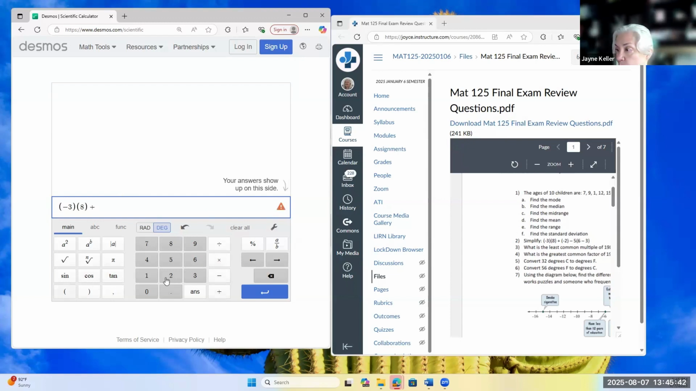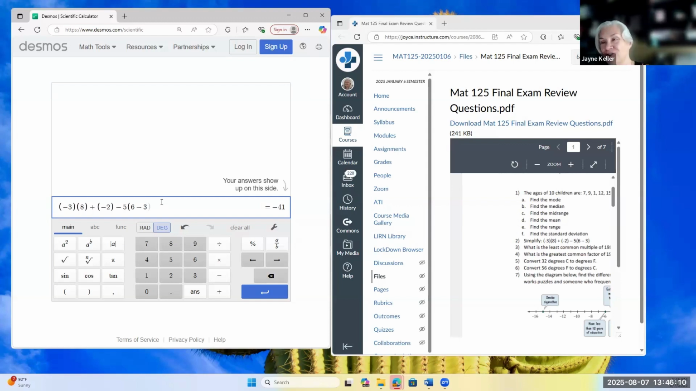Plus parentheses -2 minus 5 parentheses 6. Whoops, I forgot the parentheses. Parentheses 6 minus 3. So I just typed it exactly as it was.